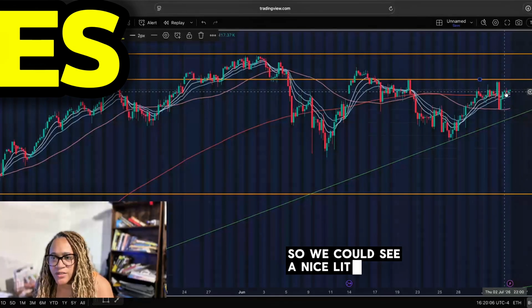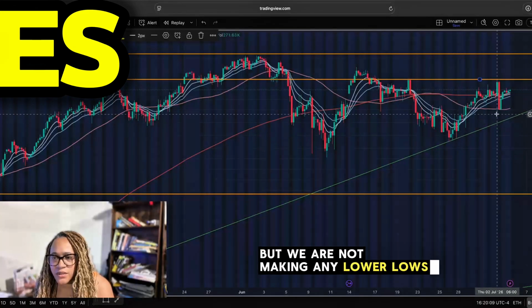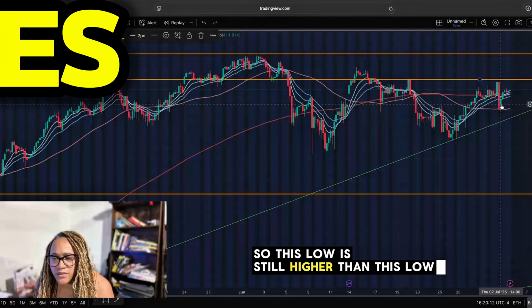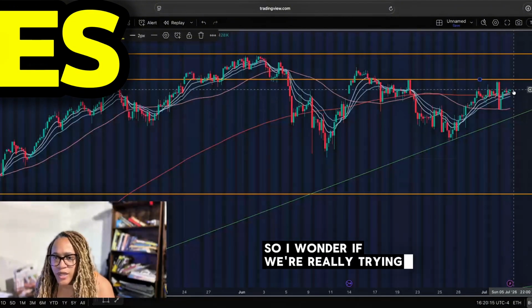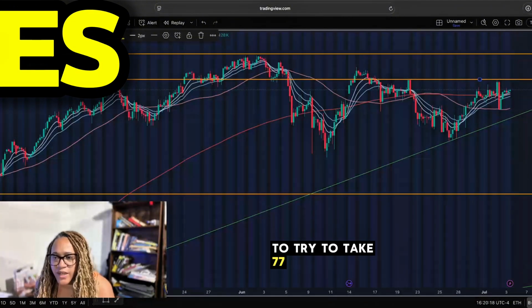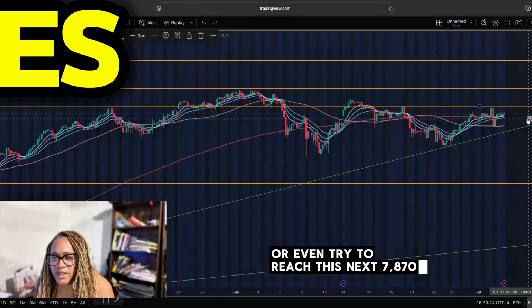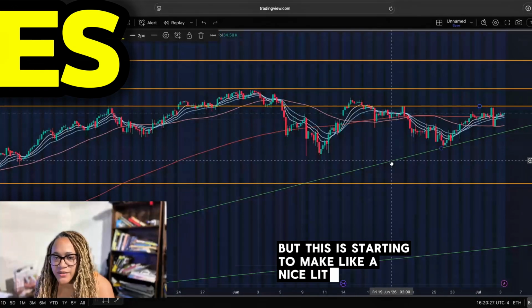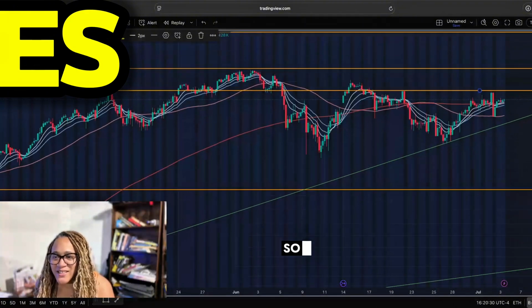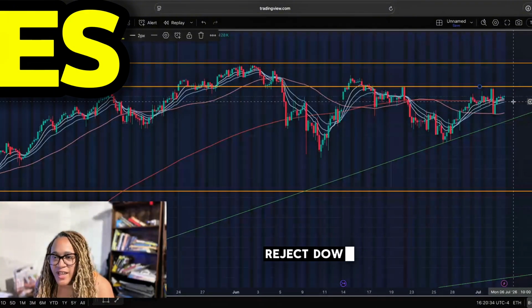We are not making any lower lows. So this low is still higher than this low. So I wonder if we're really trying to push through to take 7,700 again, with a possible sell-off, or even try to reach this next 7,870. But this is starting to make a nice little triangle for me. So I would like to see price come up here, reject down and start selling off again.